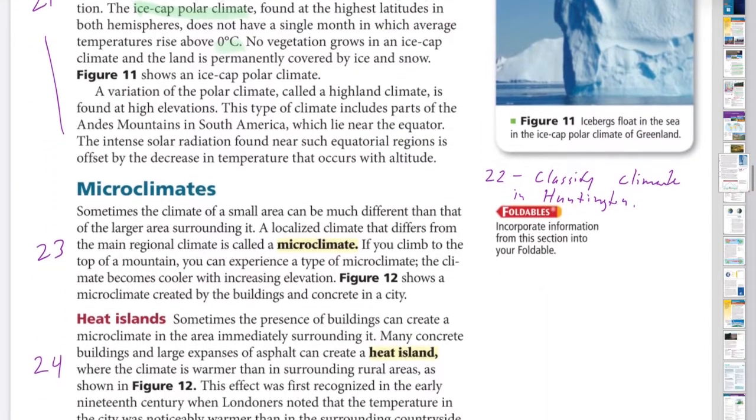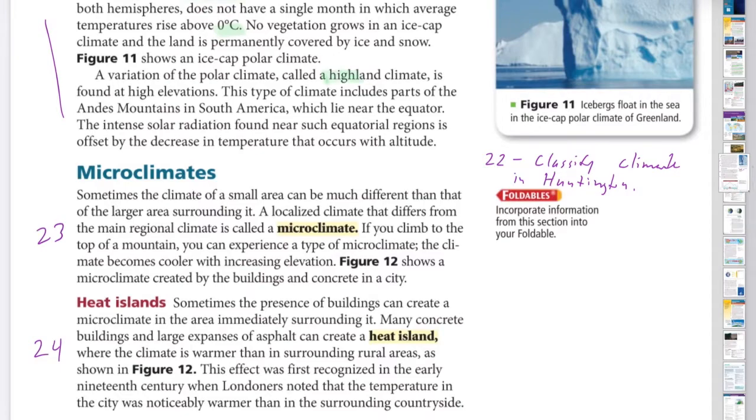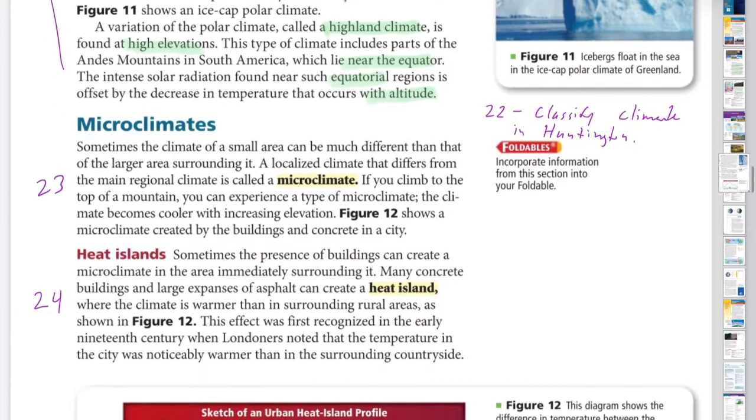A variation of the polar climate called the highland climate is found at high elevations. This type of climate includes parts of the Andes Mountains in South America, which lie near the equator, but they're still very cold. The intense solar radiation found near such equatorial regions is offset by the decrease in temperature that occurs with altitude. So they're near the equator, but it is offset by the altitude.